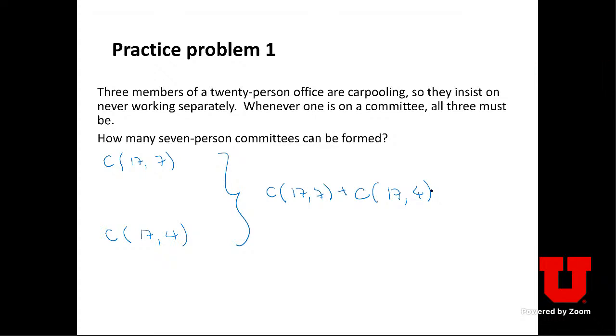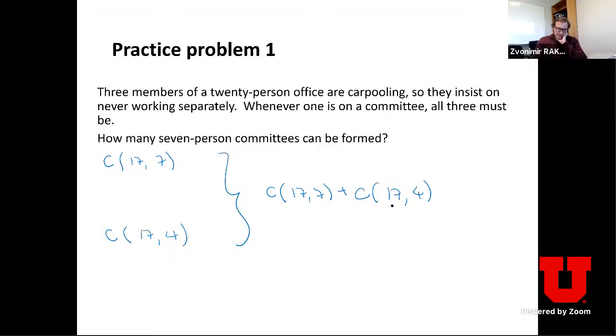Perhaps why is it C(17,4) instead of C(17,3), if there's only 3 people in the carpool? Good question. It's because we are filling in a 7-person committee. This is the case when these 3 people are on the committee. Because you fix these 3 on the committee, there are only 4 leftover spots to fill in. You're choosing for these 4 spots from 17 people because you're excluding these 3 that are already on the committee.